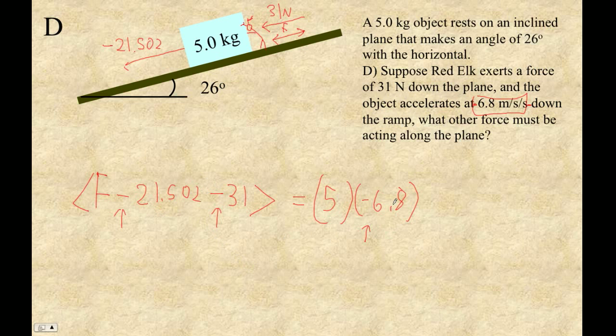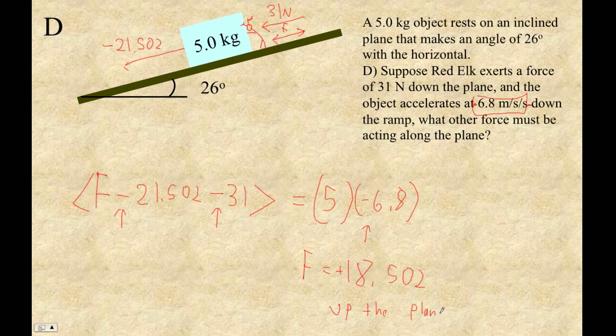Okay, and then we can solve this. It'll be this times this, so 5 times negative 6.8, plus 31 plus 21.502. And I get the force ends up being 18.502. Now the fact that it comes out a positive number means that it's up the plane.